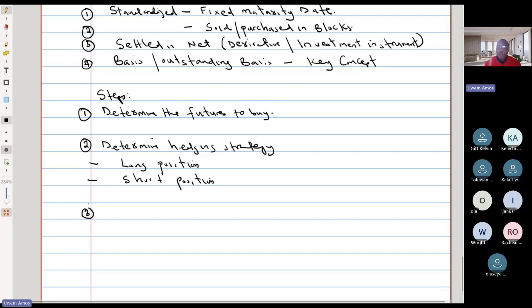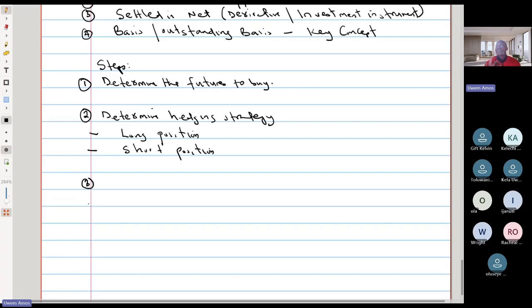Three, because futures are standardized, they are sold in blocks. We need to know how many we are buying. So we need to determine the number of contracts.